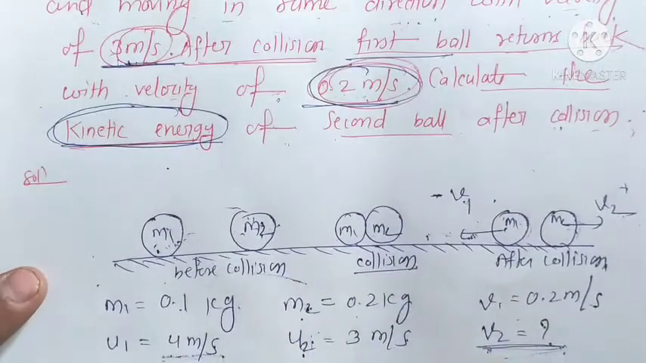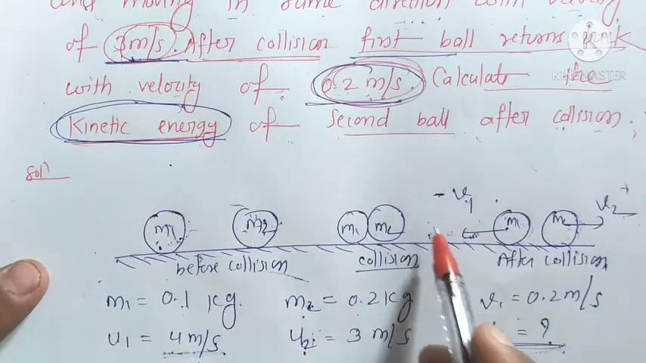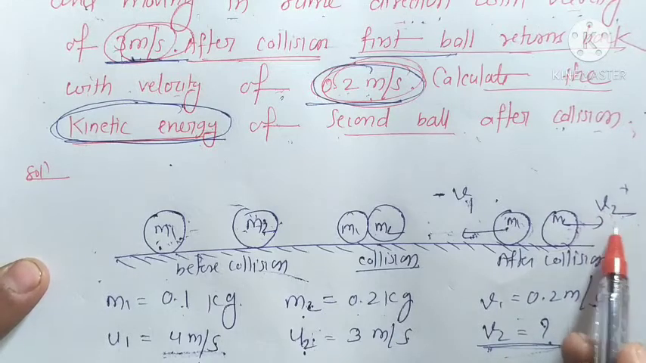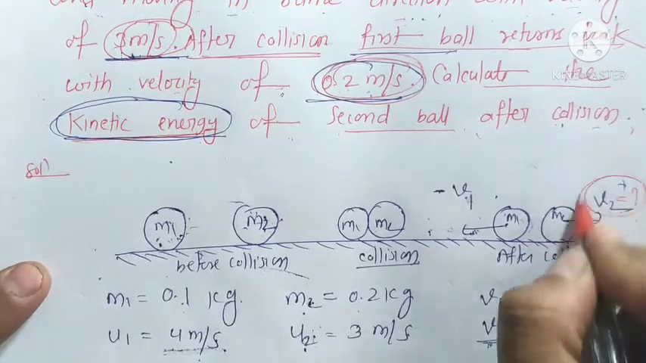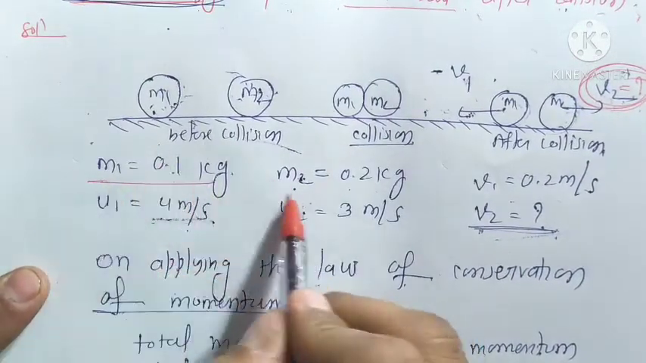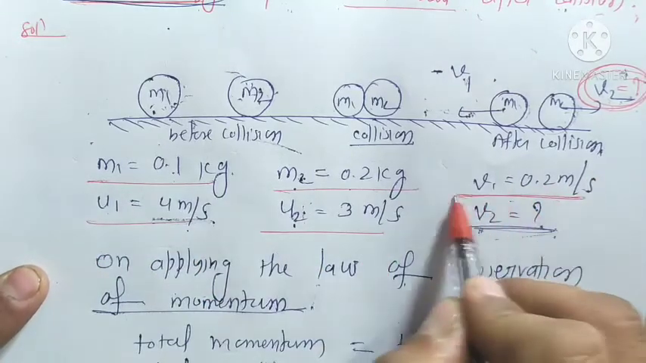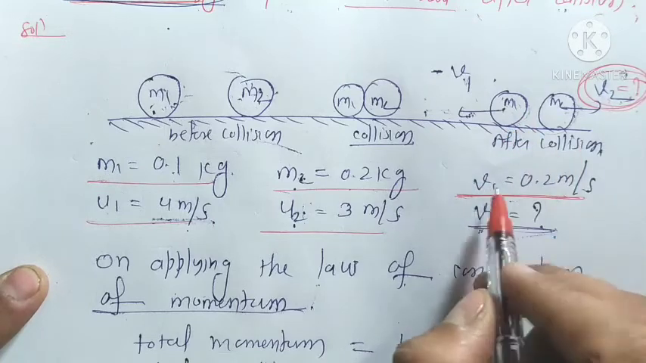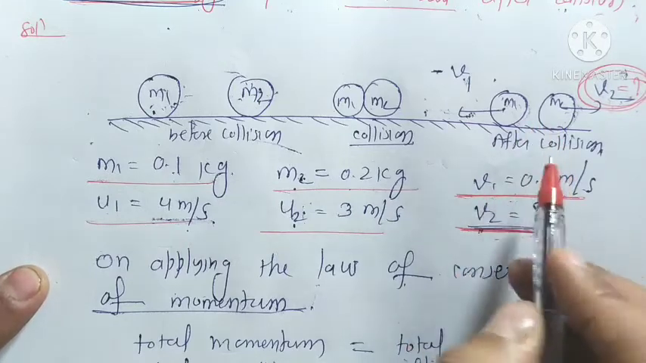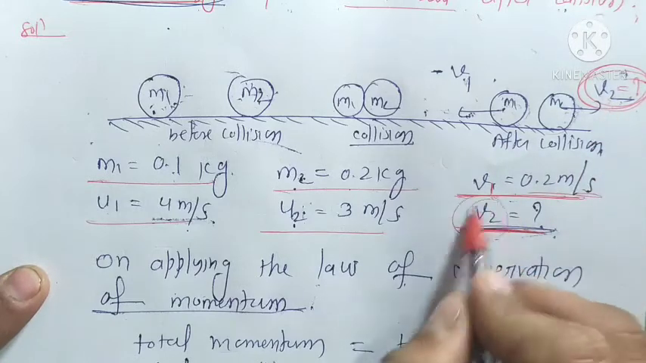After collision the first ball returns back with velocity v1, and the second ball moves with velocity v2 after collision. So this value is unknown, and we have to find this velocity v2. All this data is already given here: mass of both bodies, initial velocity of both bodies, and the velocity of the first body after collision, v1. Now we have to find the velocity of the second body after collision, v2.